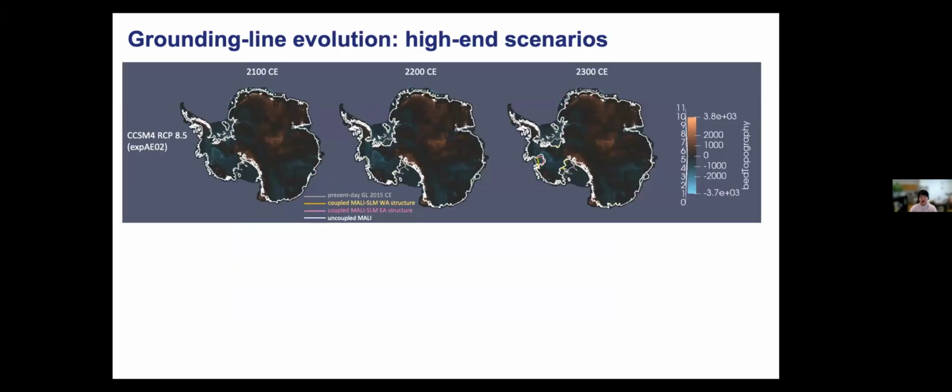But moving on to the high-end scenarios, same plots, but showing results from the high-end scenarios. So experiment two, CCSM4, RCP 8.5 scenario, up to 2100, there isn't much happening. But after that, by 2200, there is a significant retreat in the Ross and Filchner-Ronne region. And then after 2200, you get pretty dramatic retreat in the Thwaites region.